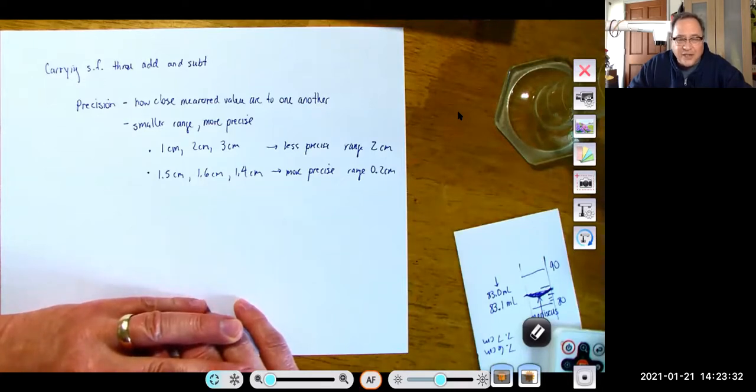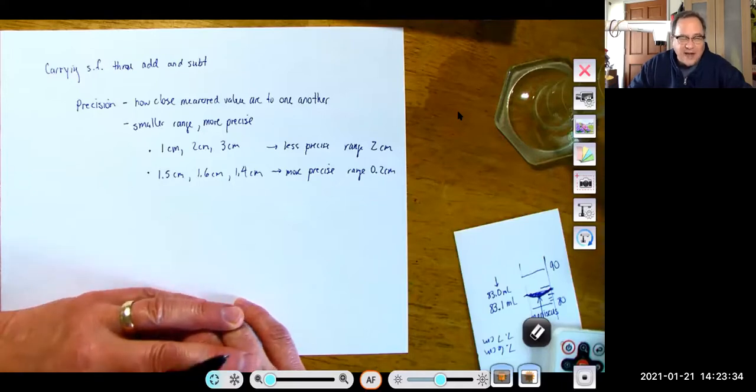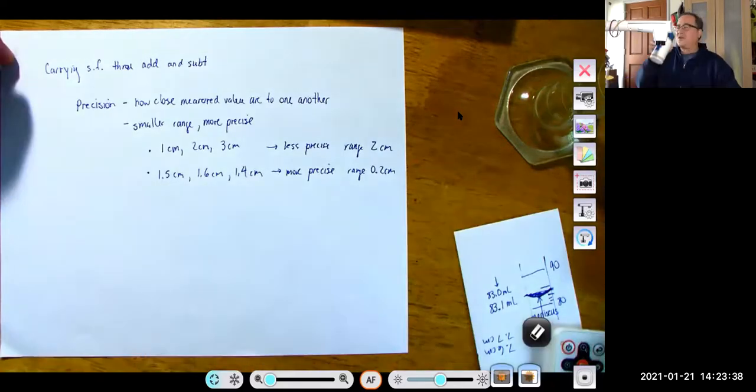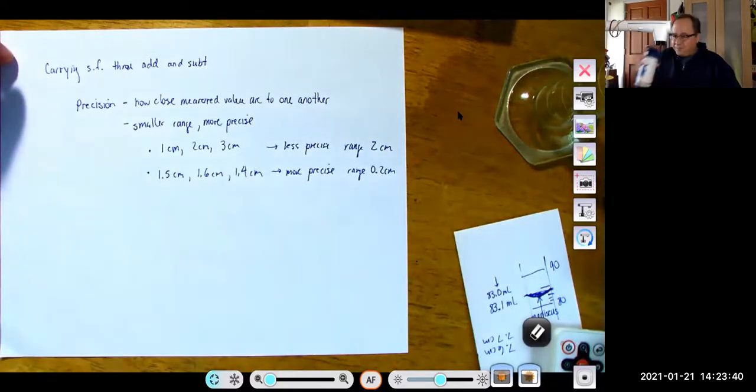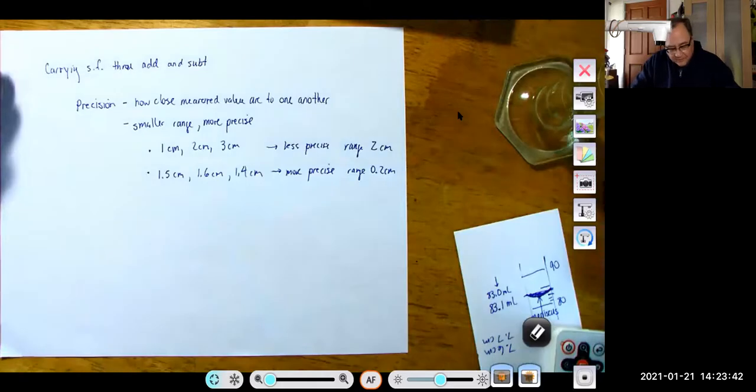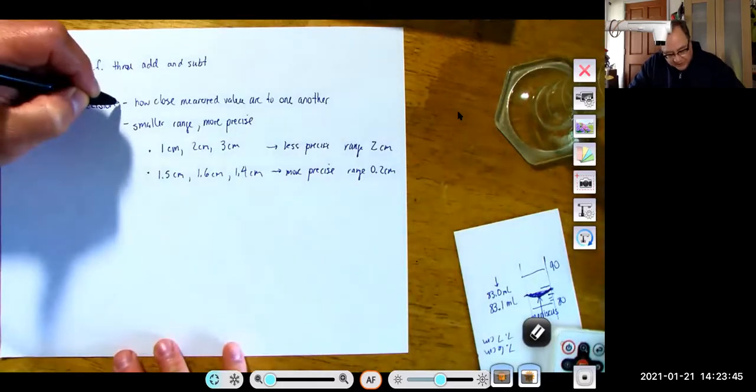So I'm asking you another skill. Can you put no down? Find the no. Okay. So this is one way to look at precision.